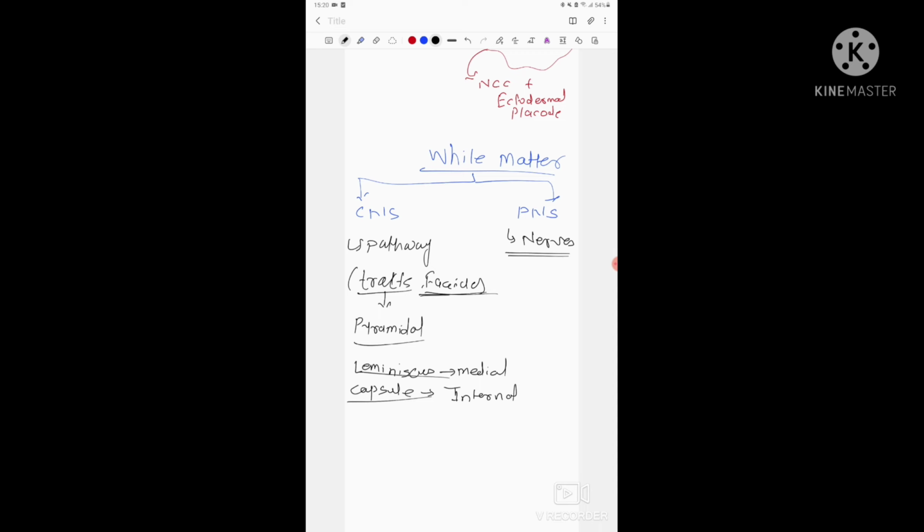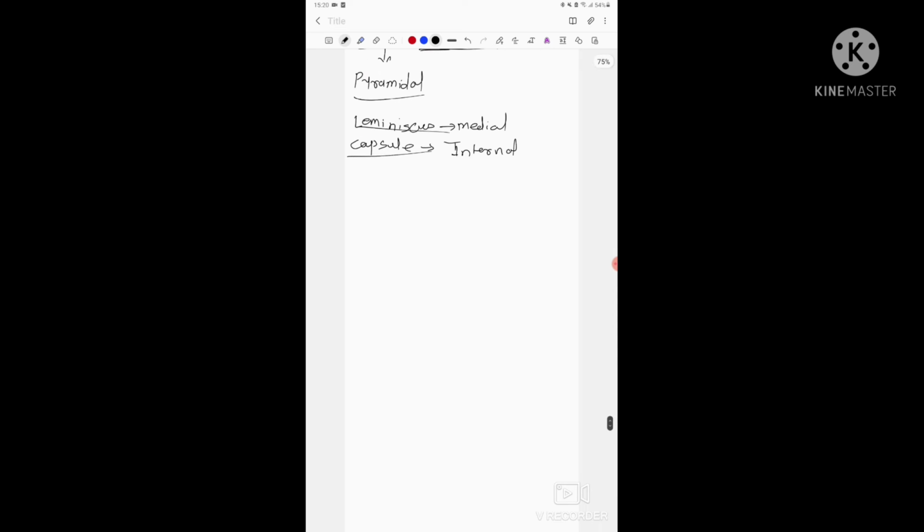So the main difference of the white matter, let me show you with the diagram. Just focus here. White matter in the CNS and PNS. What is this? This is the axon cross section. This is also an axon cross section. When you talk about the covering layer, there are two different covering layers in CNS and PNS.